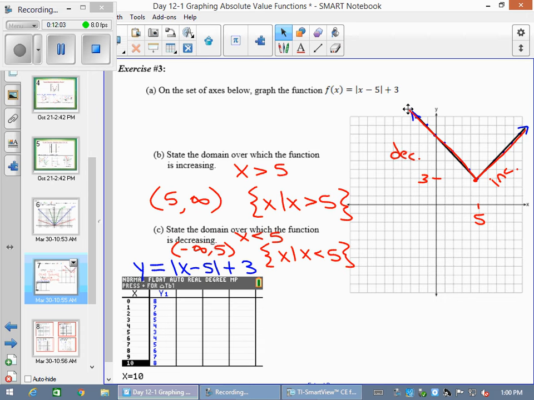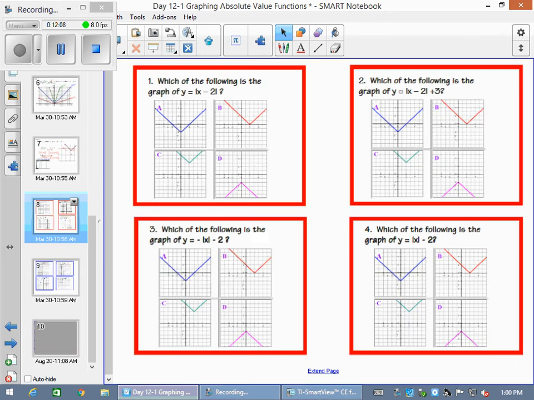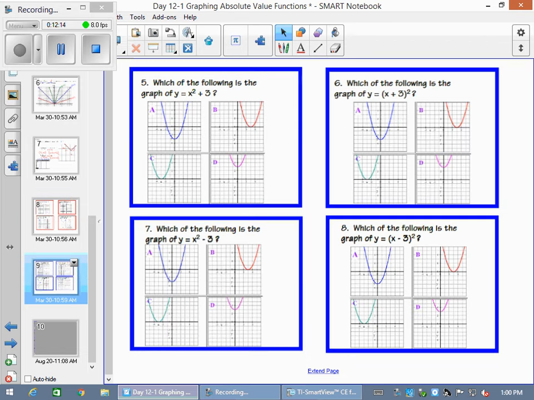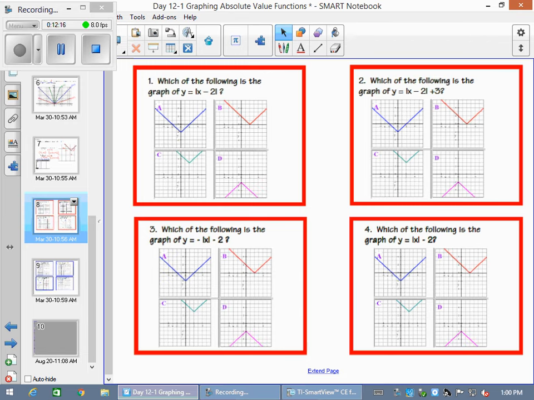Okay. Now it's your turn. So you should see 8 questions attached to your notes packet. What you're going to be asked to do is pick the appropriate choice for each, and Mrs. Carnes and I will go over the answers tomorrow.